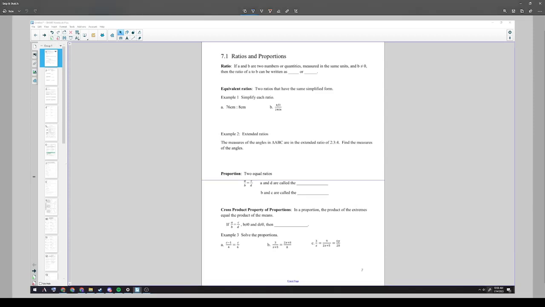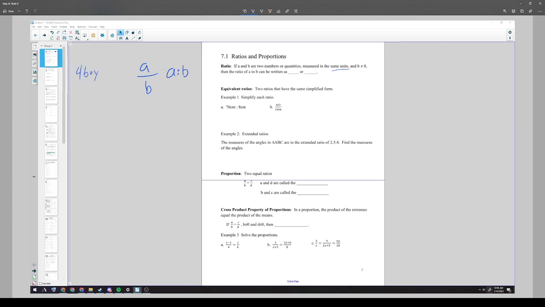So, ratio, if A and B are two things. So we're relating two quantities, and they're measured in the same units. I'm going to slightly disagree with the notes here, but for now we'll just go with that. And B is not equal to 0, so it means we have A over B, that would go in that first blank, or we could write it as A to B. So it basically is like a fraction.